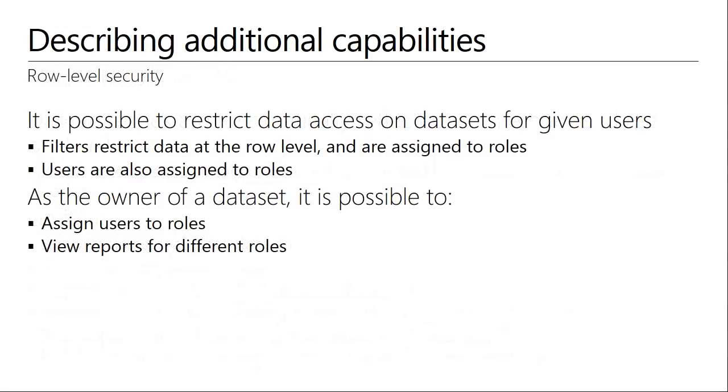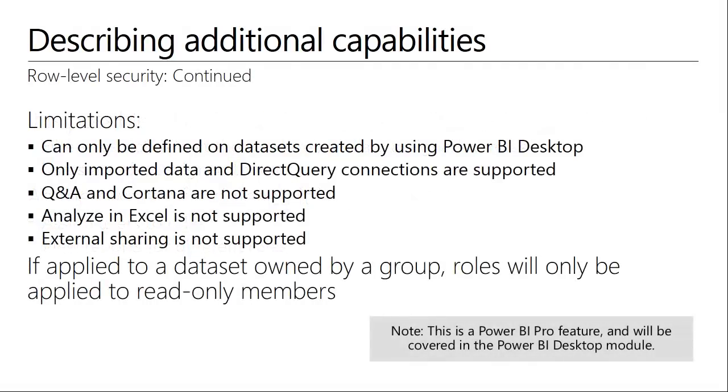On the topic of row-level security, it's possible to restrict data access for a dataset for given users. Different users belong to different roles and can have different filter restrictions. As the owner of a dataset, you can assign users to the roles, and you can also test reports by viewing them in different roles to ensure that the row-level security is doing what you expect. We'll talk more about row-level security in the Power BI desktop topic in Module 4, but at this stage we'll specify that there are some limitations.